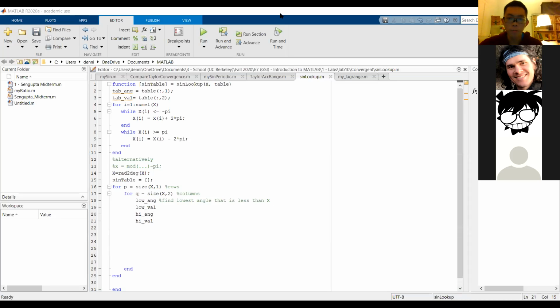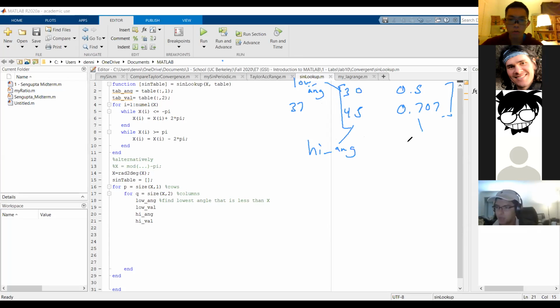Remember the table from before. 30, 45, sine of 30. Let's just write it out: 0.5, 0.707. The way we interpolate, let's say 37, is we take this as our low angle. Here's our high angle. Here's your high val. Here's your low val.